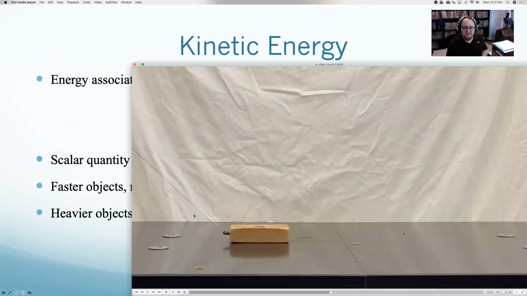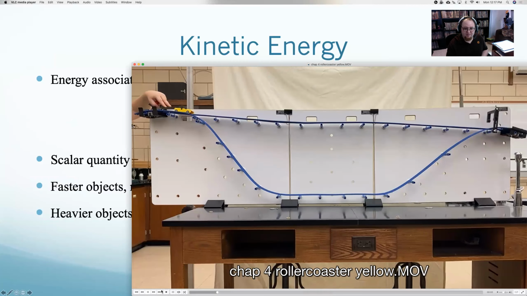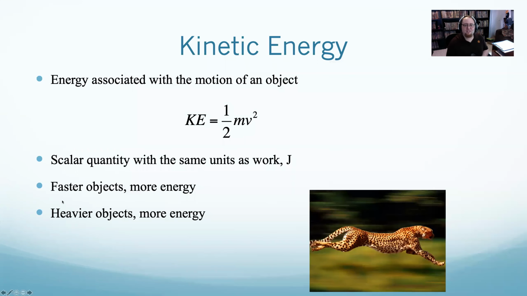And if I take a coat and have it go sliding down, anytime it's moving, as it goes down here, it's speeding up, going faster and faster. At all points, that means it's gaining kinetic energy because its velocity goes up. The faster something's moving, the more kinetic energy. The heavier something is, the more kinetic energy.